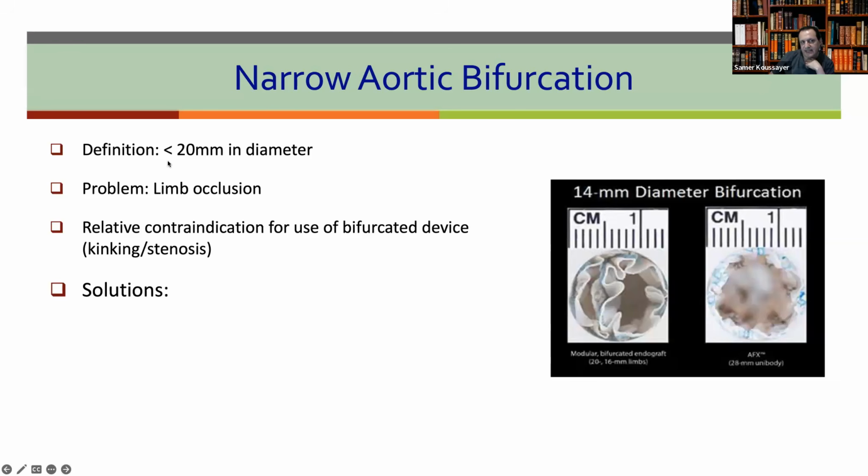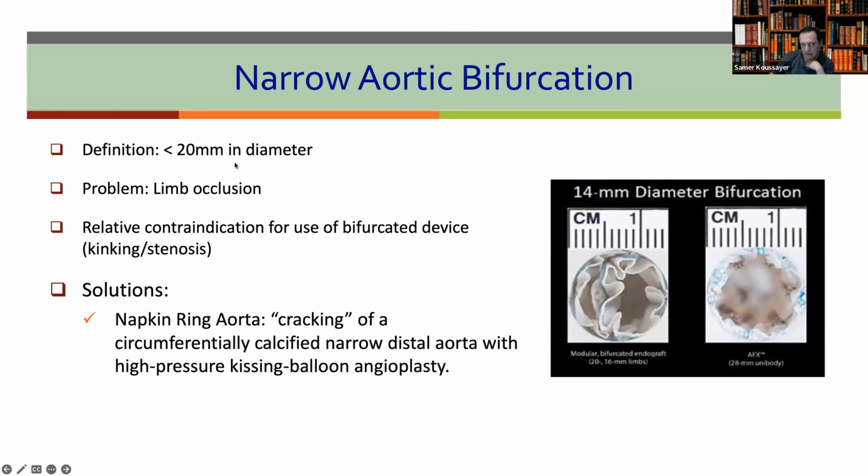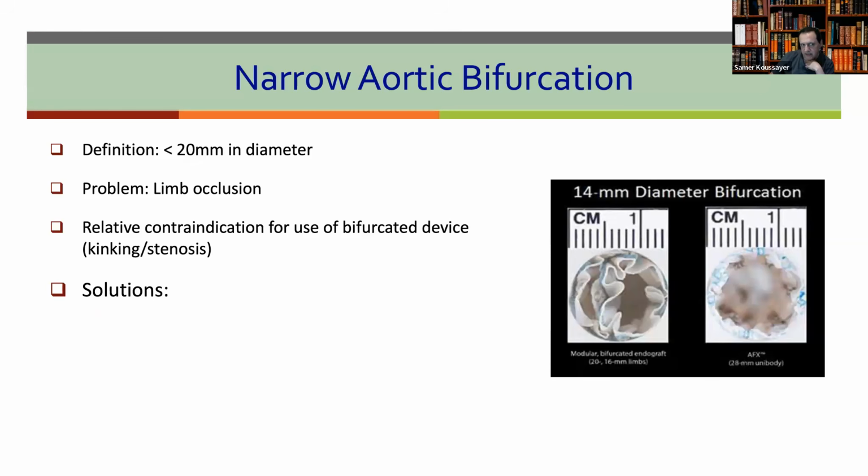Definition: narrow if less than 20. This is by a few, but up to 18, I think, is acceptable. You can do it even with 18. Less than 18, I think you're pushing the limit, you know. So 16 is really narrow, but 18, 19 is acceptable. Why is that? It can cause limb occlusion. And usually it's contraindicated when using a bifurcated graft. So what's the solution?